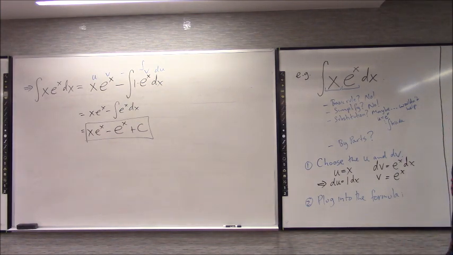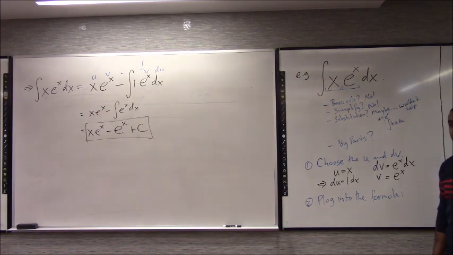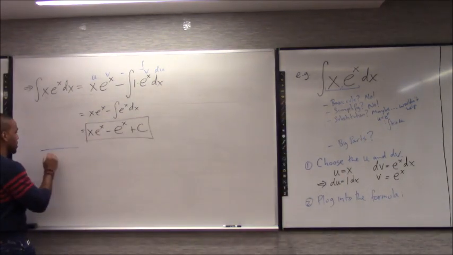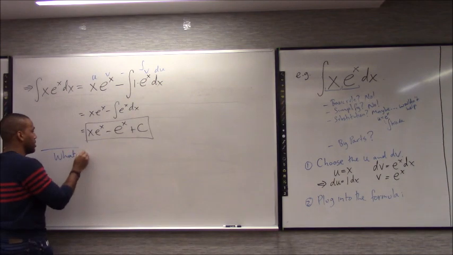Now, are there certain questions where it would be easier to pick a certain thing for u and a certain thing for dv? Can you give us an example? That is a great question. In fact, I was going to ask you guys that question. How did I know to pick that as the u? What would have happened if we made the choice the other way? It would have just been another hard integral.